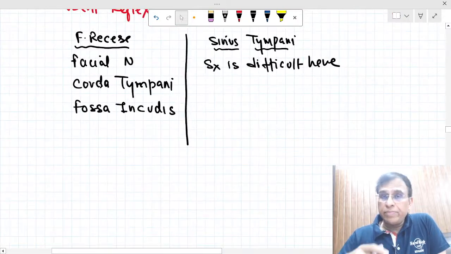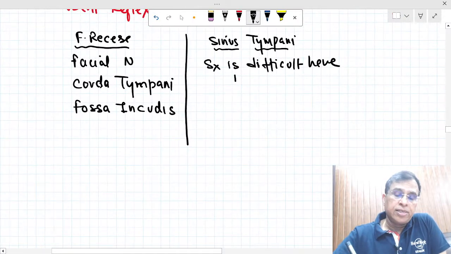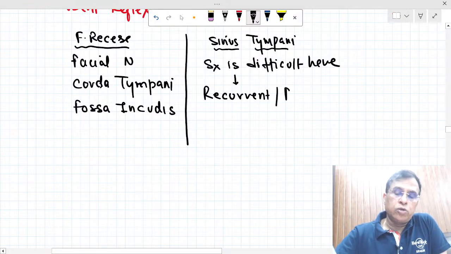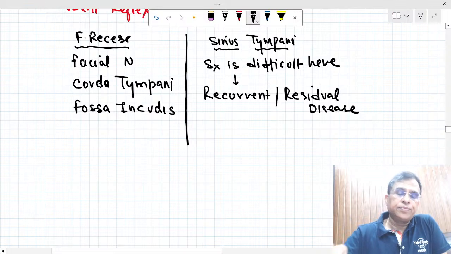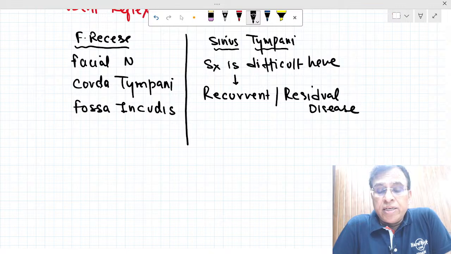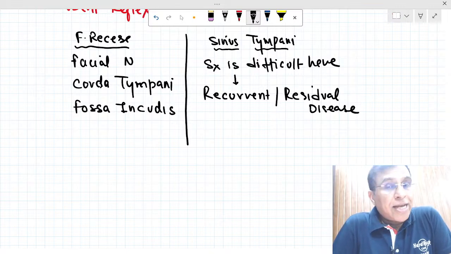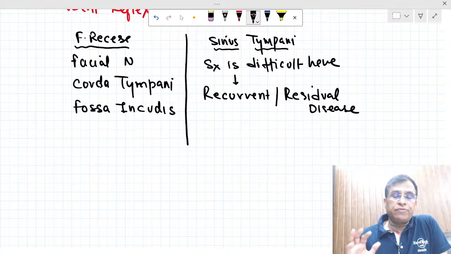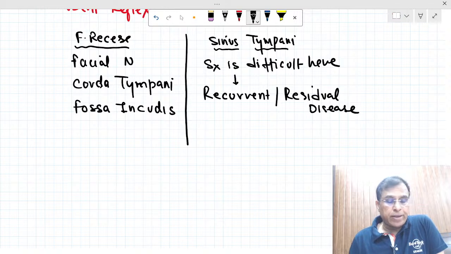And the disease that remains behind after the surgery is either called recurrent disease or it is called residual disease, that is, which is left behind. That means, if I ask you in which part of the ear is recurrent or residual disease most commonly seen, the answer is sinus tympani in the posterior wall, isn't it? So these are the 2 points about the facial recess and sinus tympani.